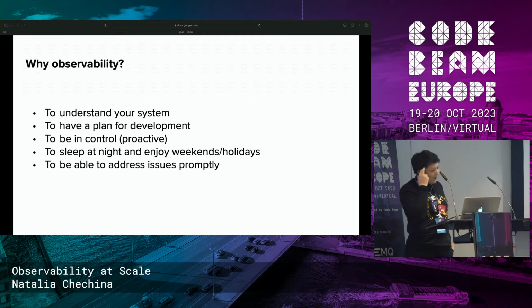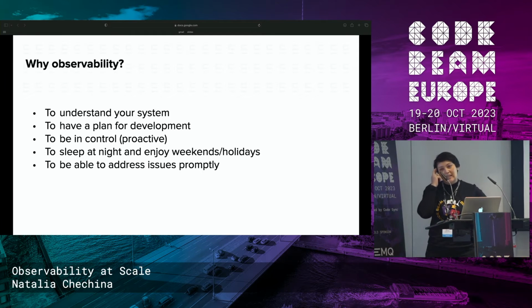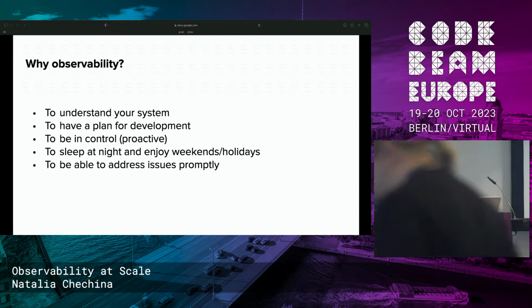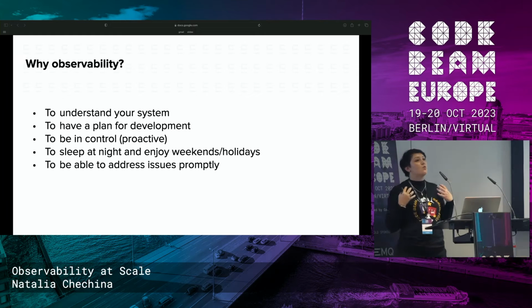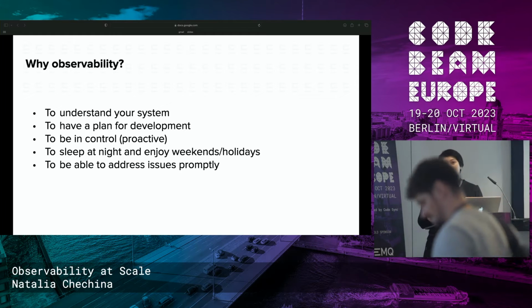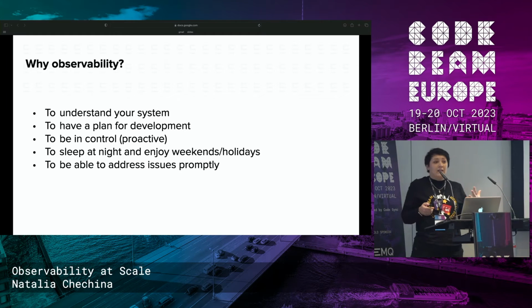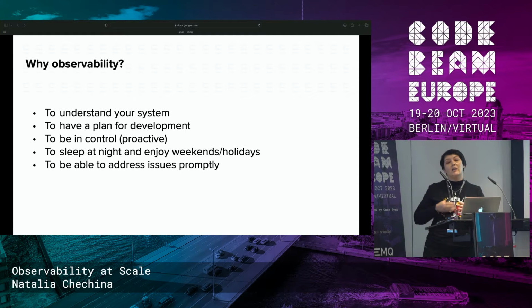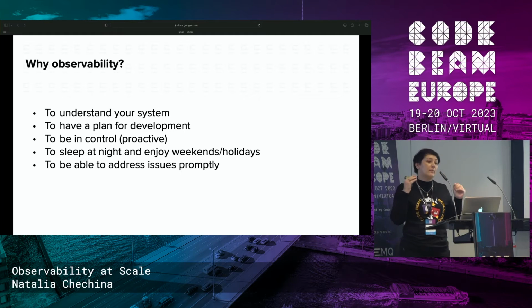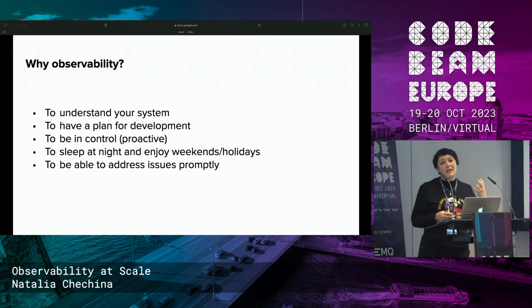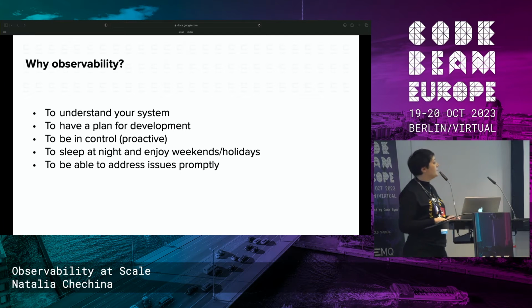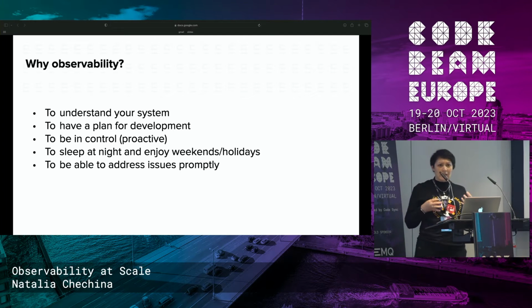Right, so let's talk about observability. Observability is really, really needed, and why do we need it? We need it to understand our system. We need to understand what it is, how it works. We also need it to plan, right? We need to understand where the limitations are, where we need to scale, where we have the bottlenecks, where the performance is not good enough. So we need to know all this information to make informed choices, how exactly we change, how exactly we improve our system. We also need to be in control.